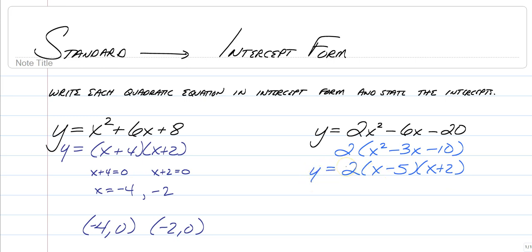Make sure you throw the y equals in there, because if you do not have y equals, then you do not have an equation. So that is an equation in intercept form, and our intercepts would just be 5, 0 and negative 2, 0. All right, and that's all we are doing with this day's worth of notes.